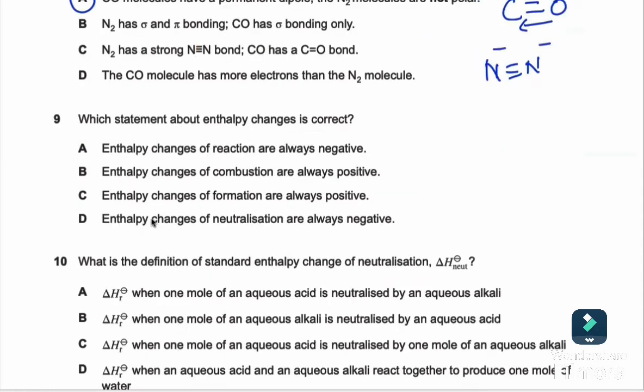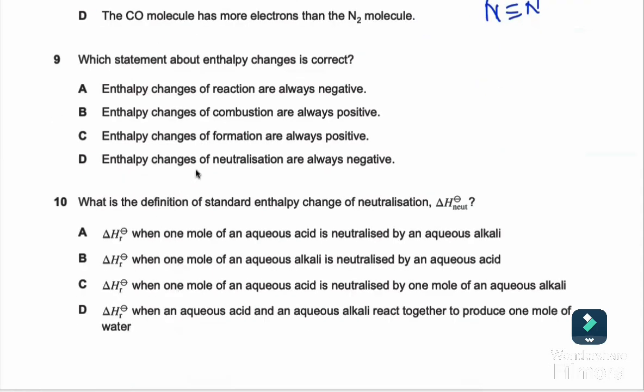Next, question number 9. Which statement about enthalpy change is correct? Enthalpy changes of a reaction are always negative? No, sometimes they will be positive also. Enthalpy change of combustion are always positive? No, it is always negative. Enthalpy change of formation are always positive? No, it could be negative. Enthalpy change of neutralization, yes, neutralization is always negative.